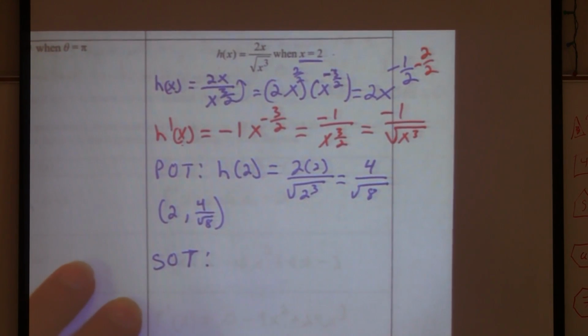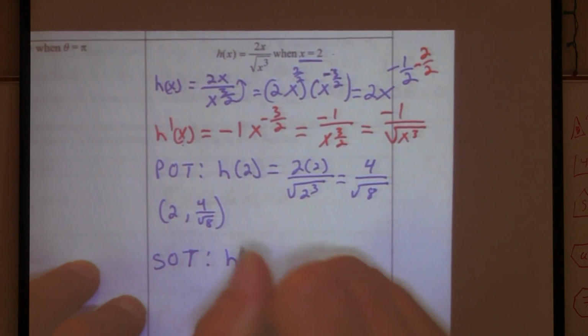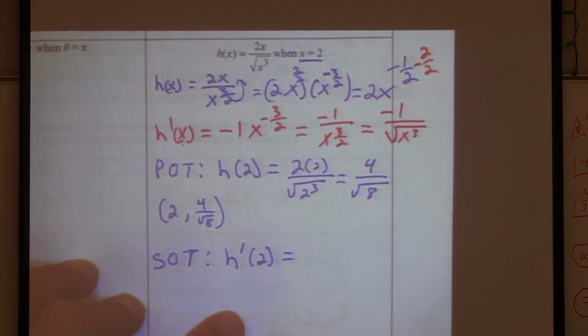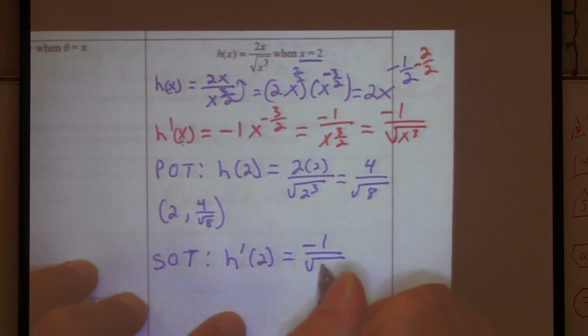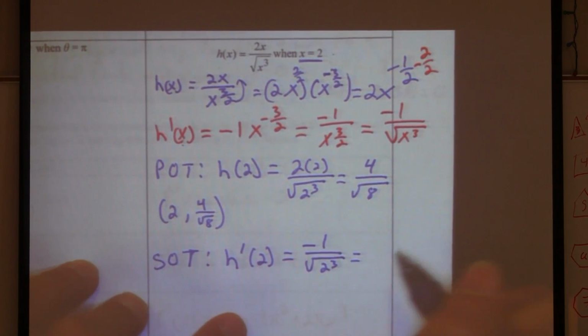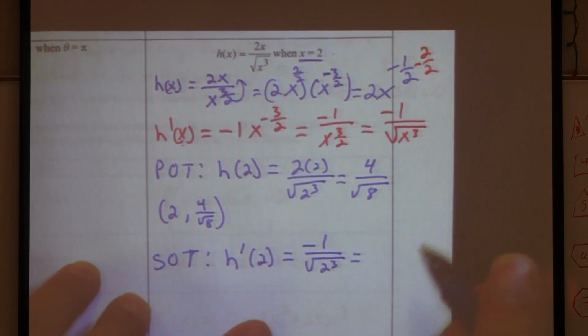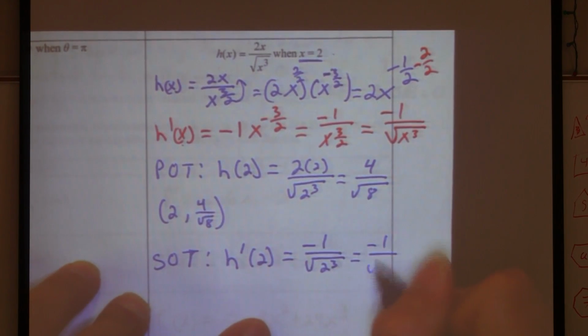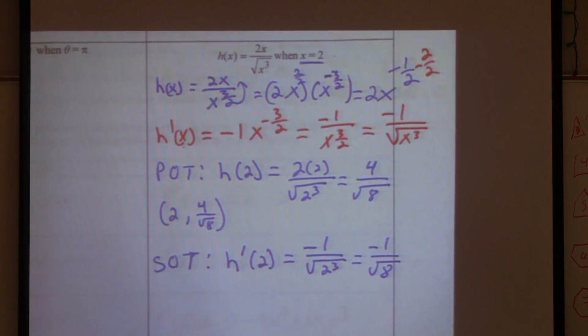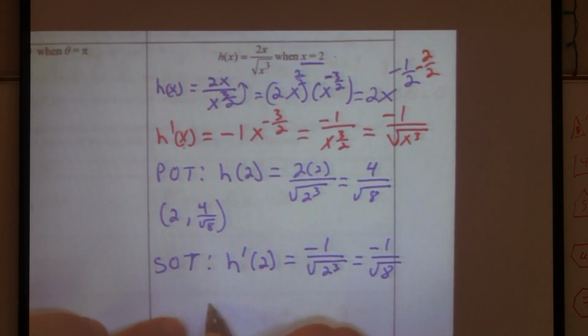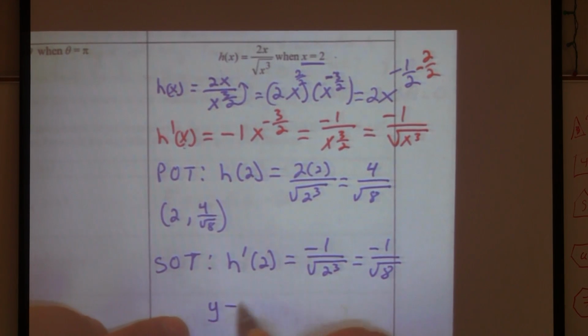Alright, how about the slope? Now we're looking for h prime of 2. Plug it into the derivative. So negative 1 over the square root of 2 to the third. What's that again, Vanessa? Negative 1 over radical 8. Good job. Now can I write the equation of that tangent line? What would it be? y minus 4 over radical 8 equals... Beautiful.